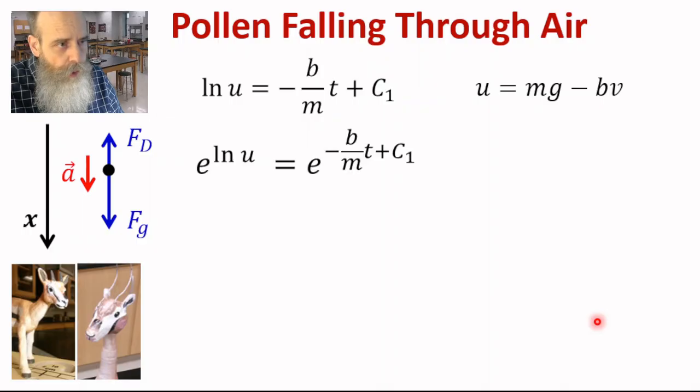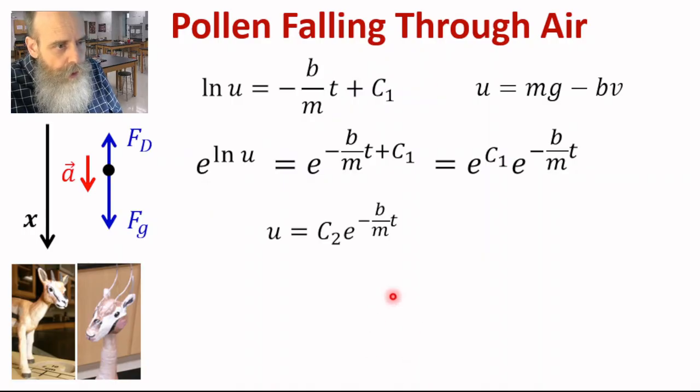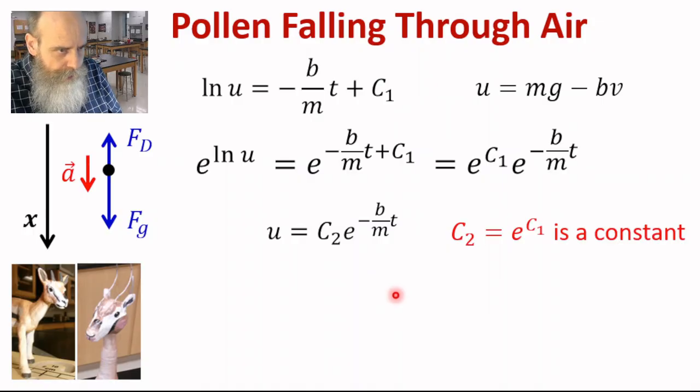Now, we don't want ln u, we want u. So let's take e to both sides of the equation. So e to the ln u equals e to negative b over m t plus c1. This exponential function on the right can be written as two factors, like this. e to the c1 times e to negative b over m t. e to the c1 is just another constant, which I can call c2. And e to the ln u is just u. So this is what we get. u equals c2 e to negative b over m t, where c2 is a constant.